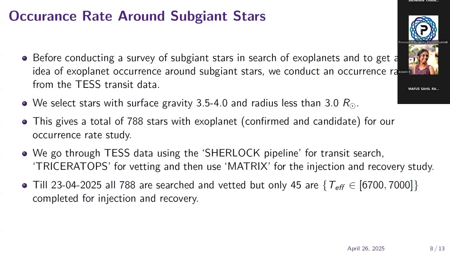I'm using TIFR's HPC, but still, in the last 3 months we were able to finish the search and vetting for all of the 788 stars. But in this presentation, I'm only going to show the occurrence rate for 45 stars, which are in this effective temperature region.